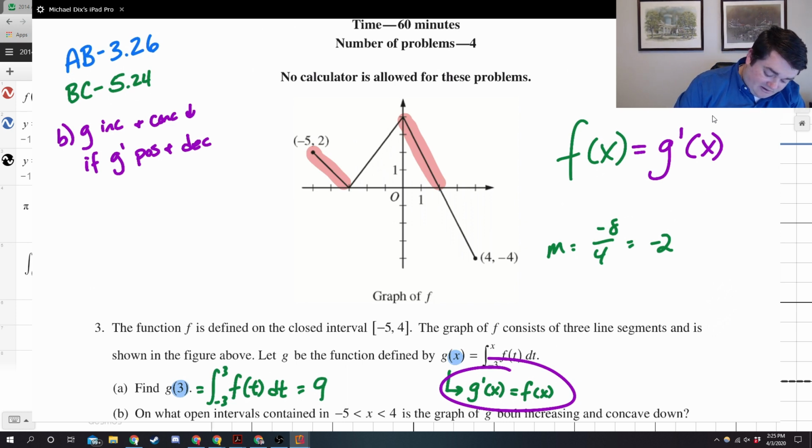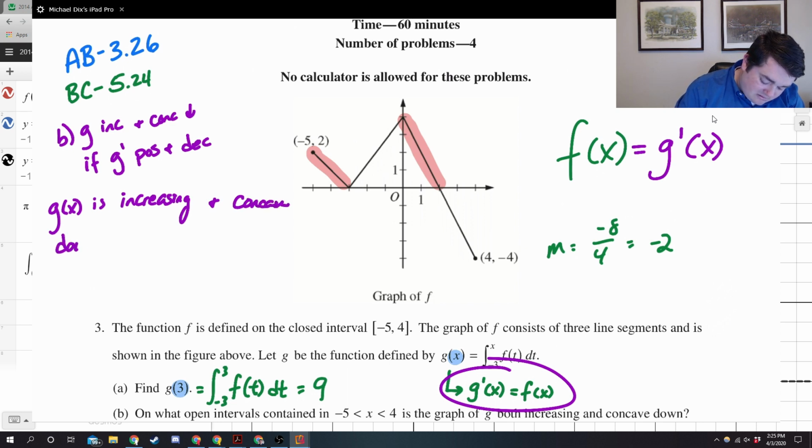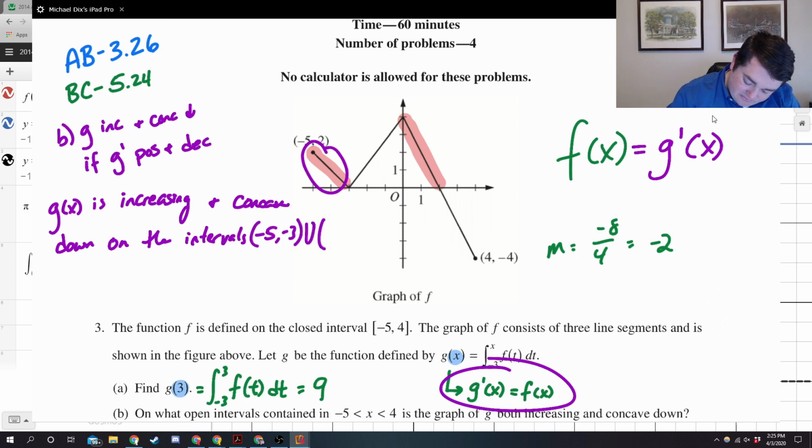I'm going to say g of x is positive, and, oh, I've already made a mistake. g of x is increasing and concave down on the intervals -5 to -3. That's this one right here. Also from 0 to 2.